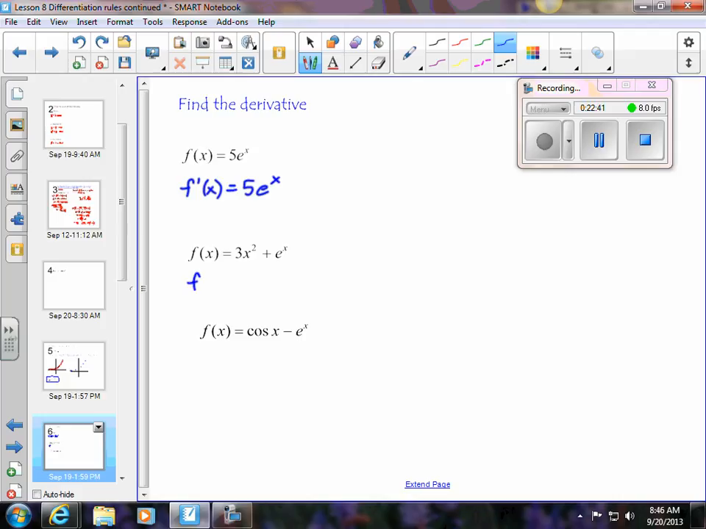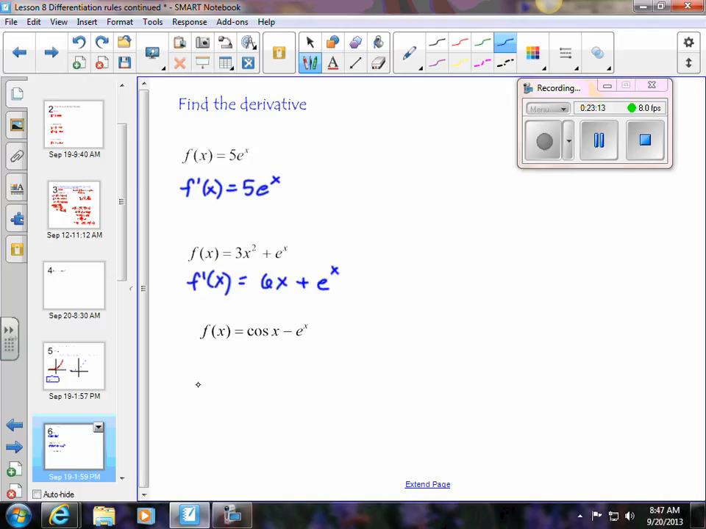In the next example, we have a mixed function. Part of it is polynomial, part is exponential. Functions of this type are very difficult to solve without the aid of a graphing utility or a computer because your variable is in the exponent and also not in the exponent. But we can find the derivative very easily. What would you think? 6x plus e to the x.